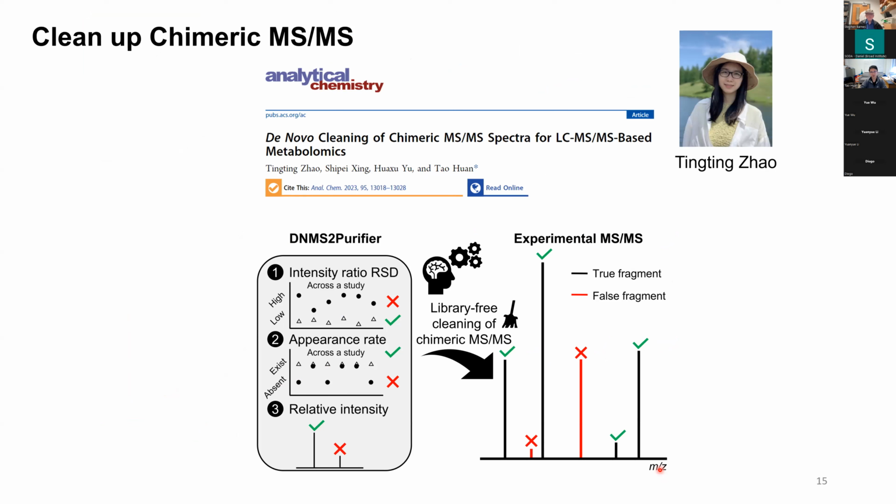This is because sometimes we might finish the data analysis, we might generate data many years ago, and we don't have the sample available, and it's not feasible to run the DIA analysis. So because of that, we come up with an idea called de novo cleaning. The idea behind this is to directly look into the metabolomics data set and try to find certain patterns for the true fragment ions and false fragments.